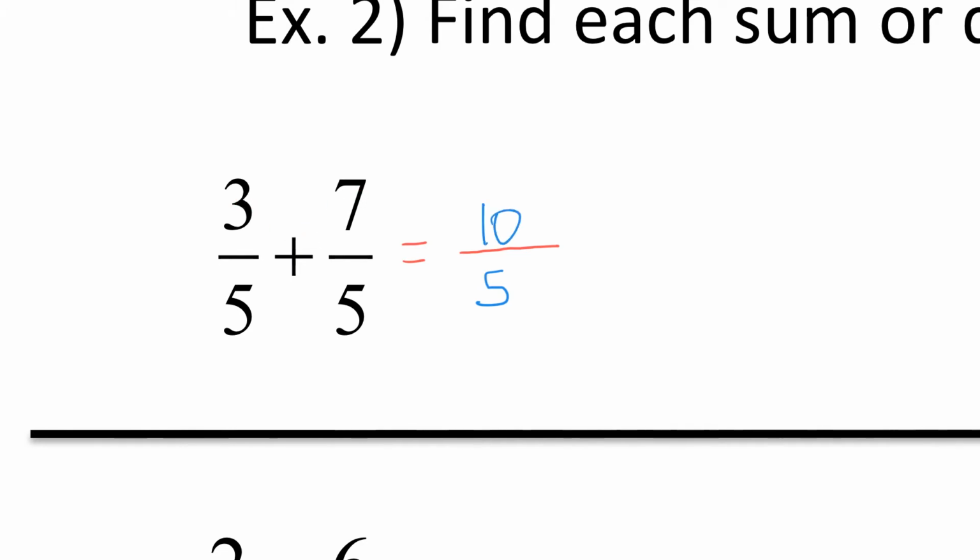Now notice the fraction, 10 over 5. You can reduce. If you want to reduce, you can divide the top by 5 and the bottom by 5. So you will have 2 on the top, 10 divided by 5, and on the bottom, 5 divided by 5 is 1. But when you have a fraction, you don't need that 1 on the bottom. You actually can write it as 2, as a whole number. So this is my answer.